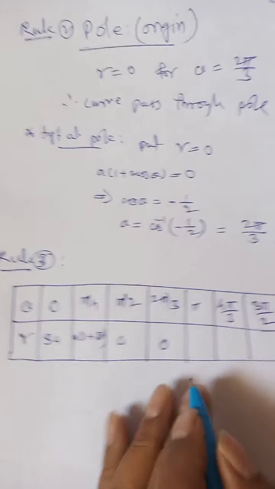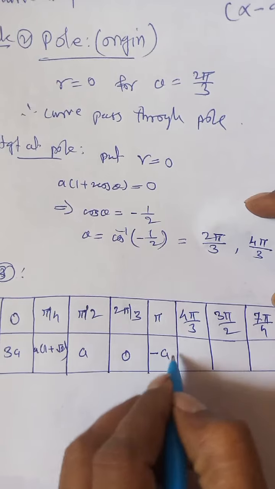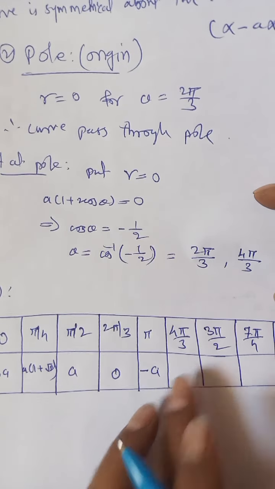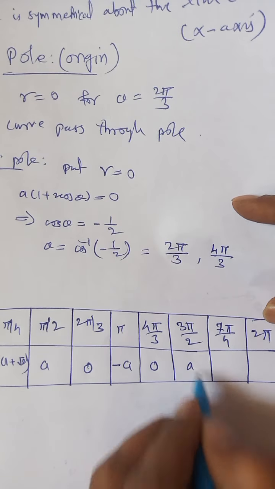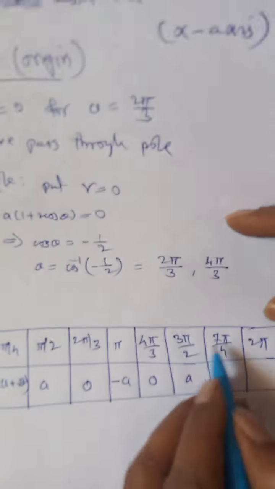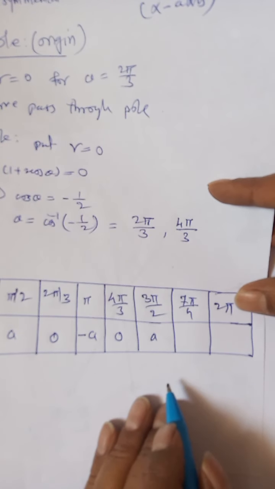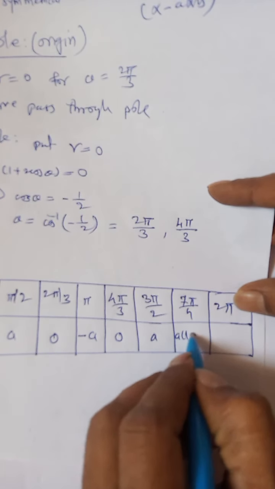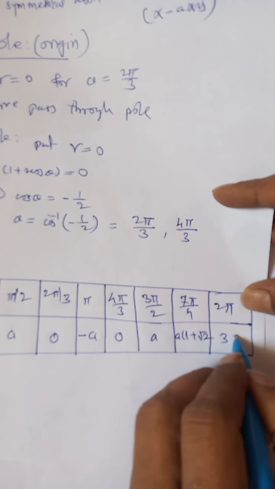For 2 pi by 3, it is 0. We have seen it. For pi, cos pi is minus 1, so r is minus a for theta equals pi. For 4 pi by 3, it is 0 since it is a tangent. For 3 pi by 2, again it's a because cos 3 pi by 2 is 0. For 7 pi by 4, cos 7 pi by 4 is again 1 by root 2. Therefore, the value of r is a into 1 plus root 2. And for 2 pi, it is 3a.